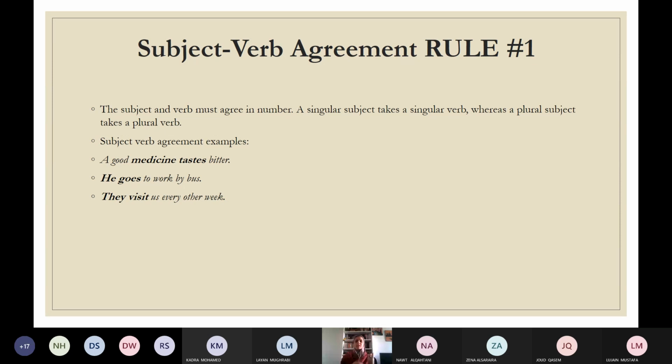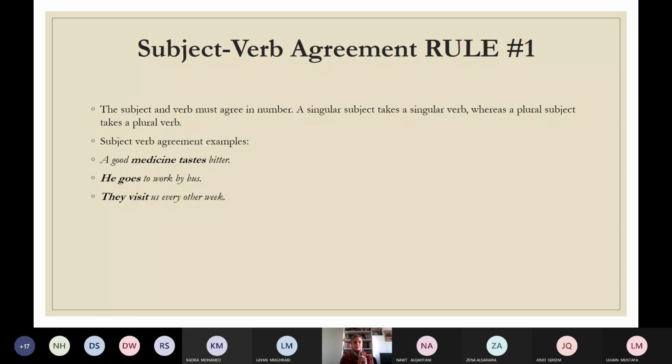A singular subject takes a singular verb. You know this rule since you were in grade 1. That he, she, and it takes is, right? Plural takes are. So he, she, or it takes is, plural takes are. So a singular subject takes a singular verb and a plural subject takes a plural verb.